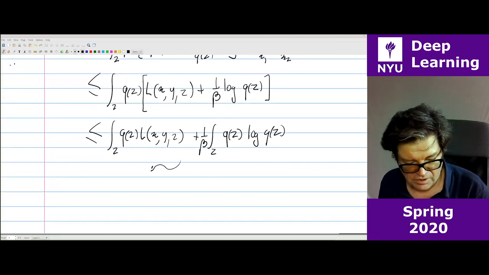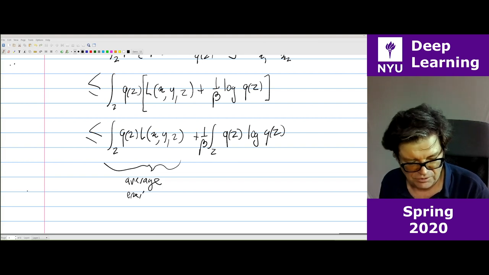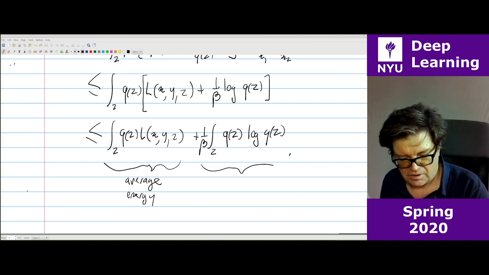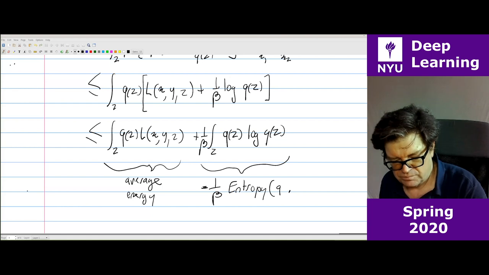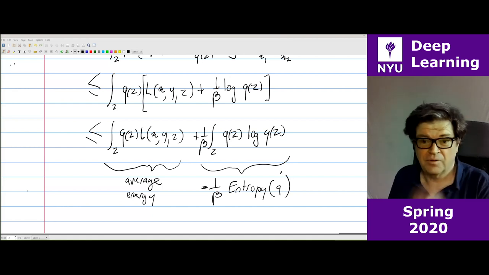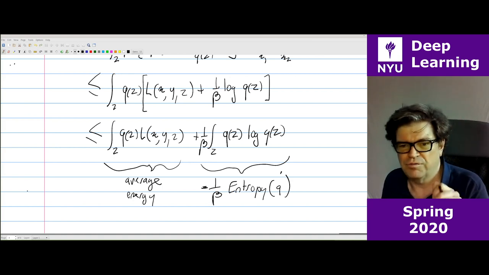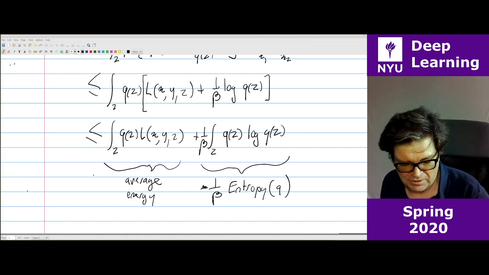This is the average loss, energy, whatever it is. Let's call it energy. And this is minus 1 over beta times the entropy of q. The entropy of a distribution is minus the sum over the random variable of the distribution times log of the distribution. So this is minus 1 over beta times the entropy.